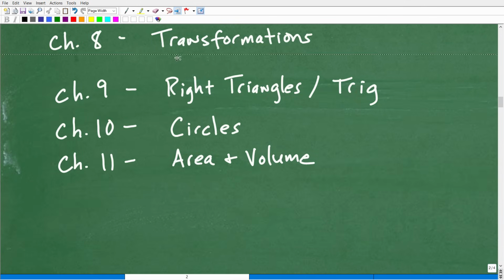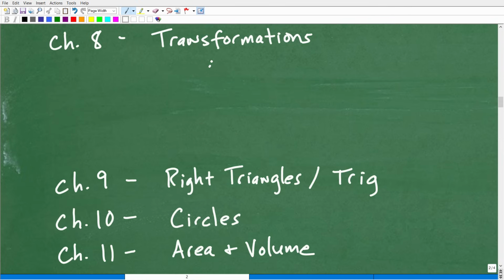Okay, let's move on to our next thing here. Oh, look, it did it for me finally. I was able to space out.